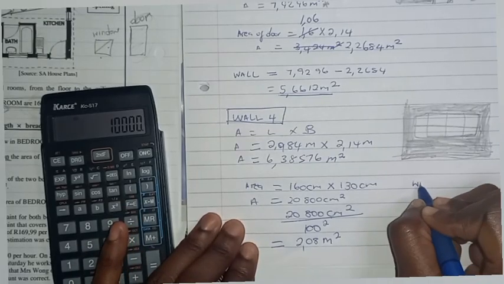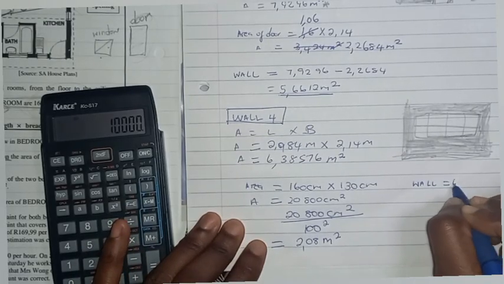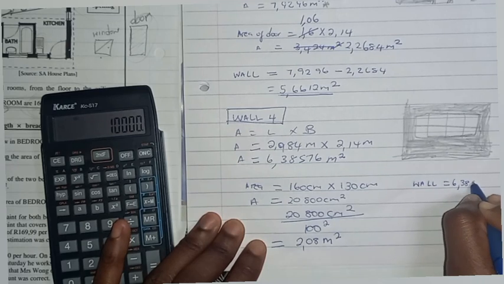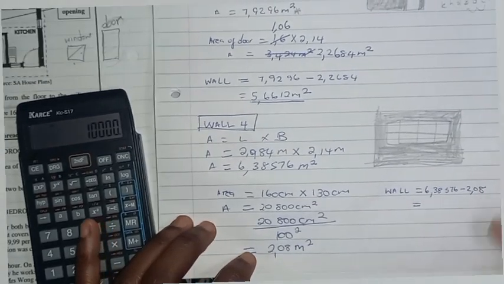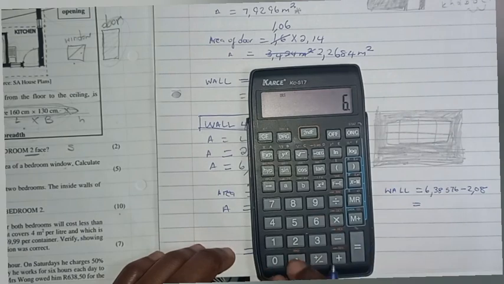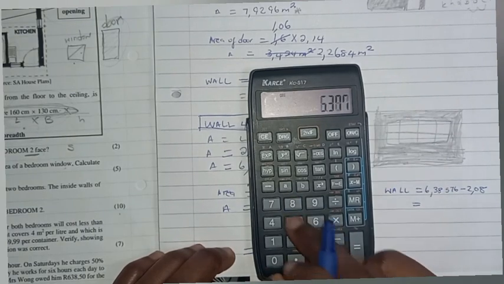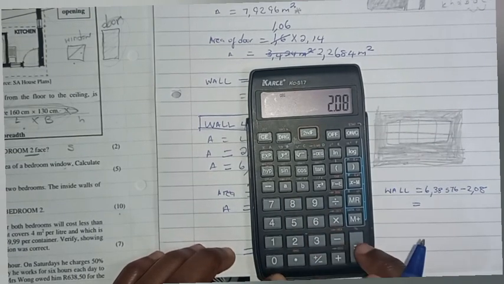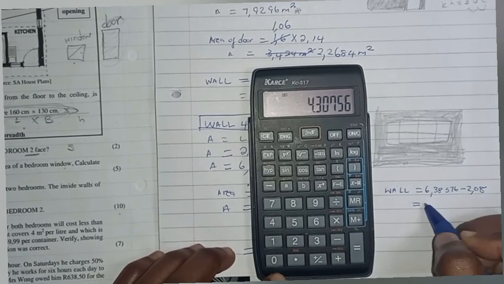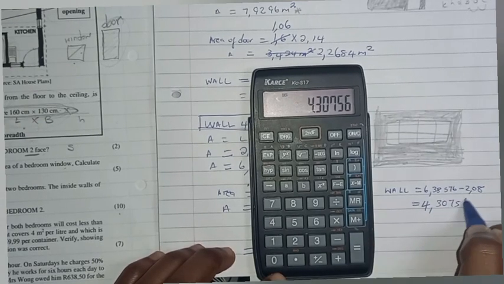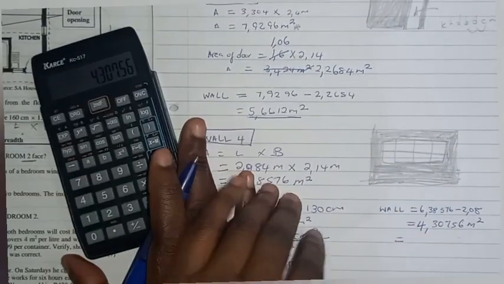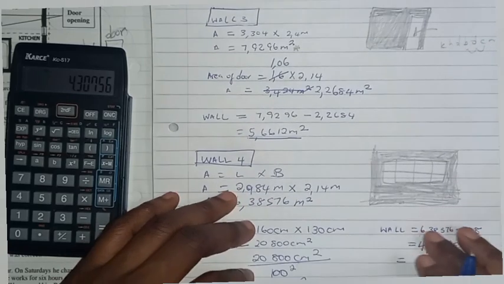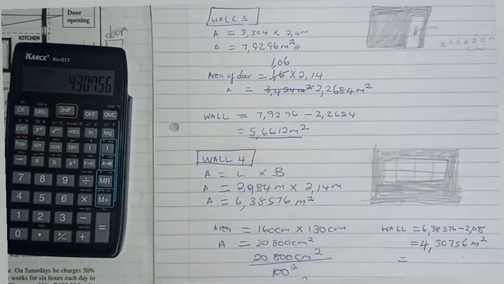So our wall is actually equal to 6,38756 minus 2,08, and that should give us 4,30756 meters squared. And yeah, we're done. So we have the area for all our walls. We just have one more thing to do, and that is to add everything together.